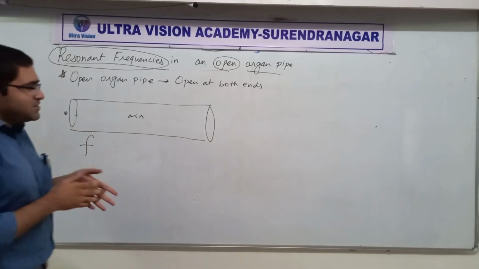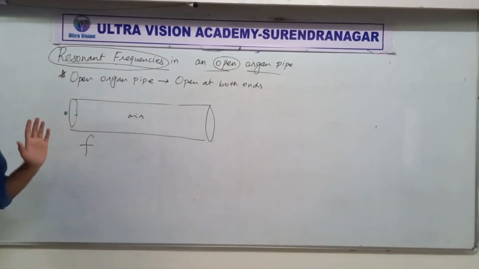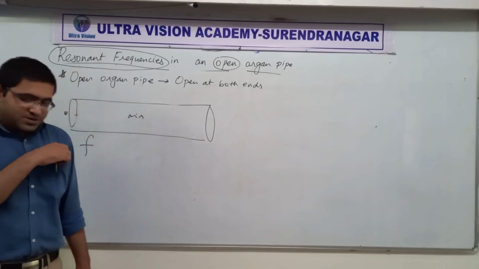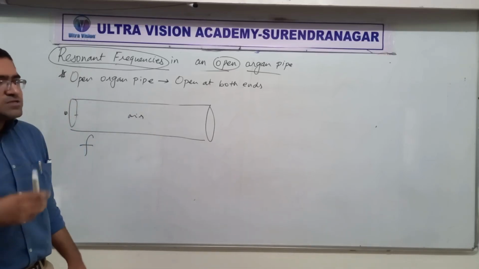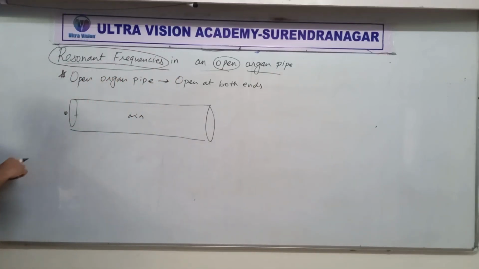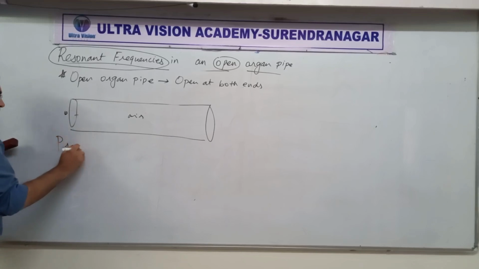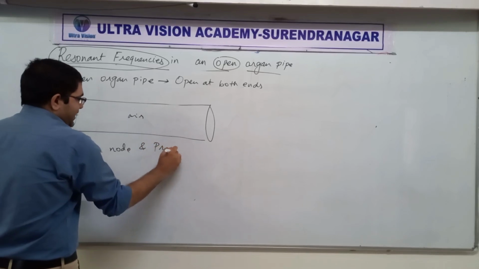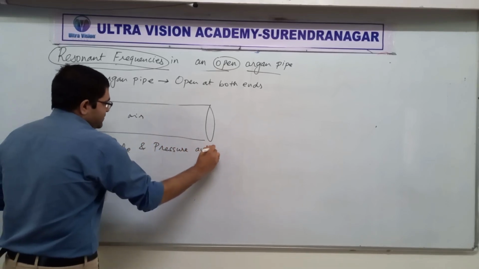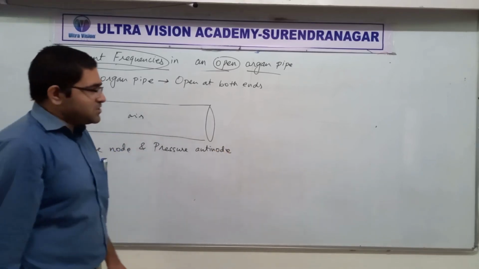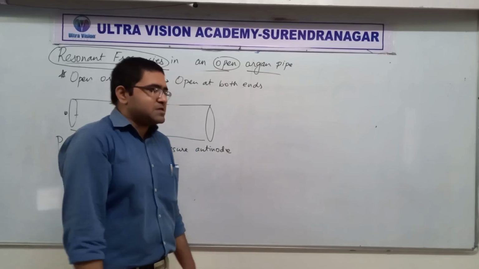There is a condition. There is a condition for that also, just like it was in string. So here what's the condition? First of all, listen to this carefully. First of all, we must understand the concept of something called pressure node and pressure antinode. Listen to this carefully. There are a few things that we need to understand. You see, without going into too much of the maths, we don't need it at this stage.